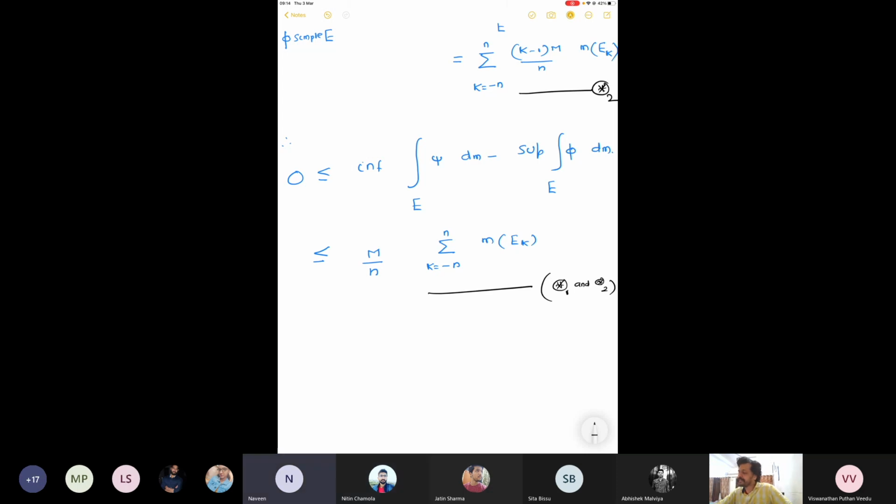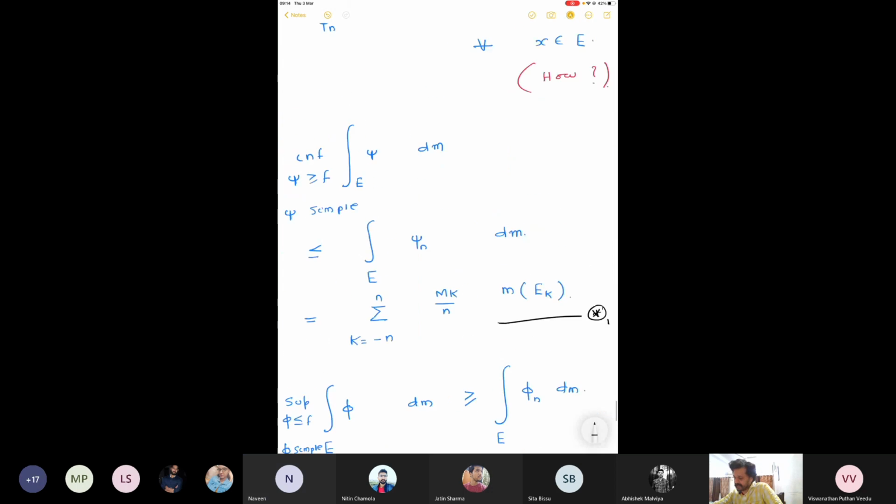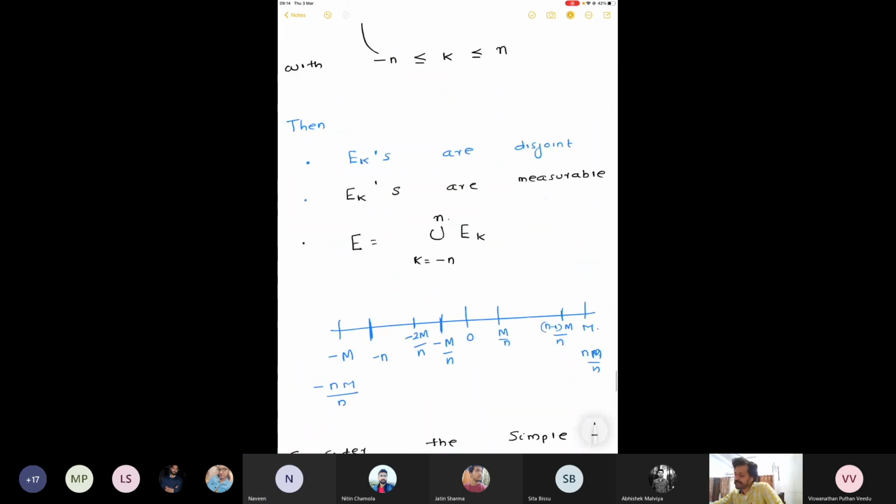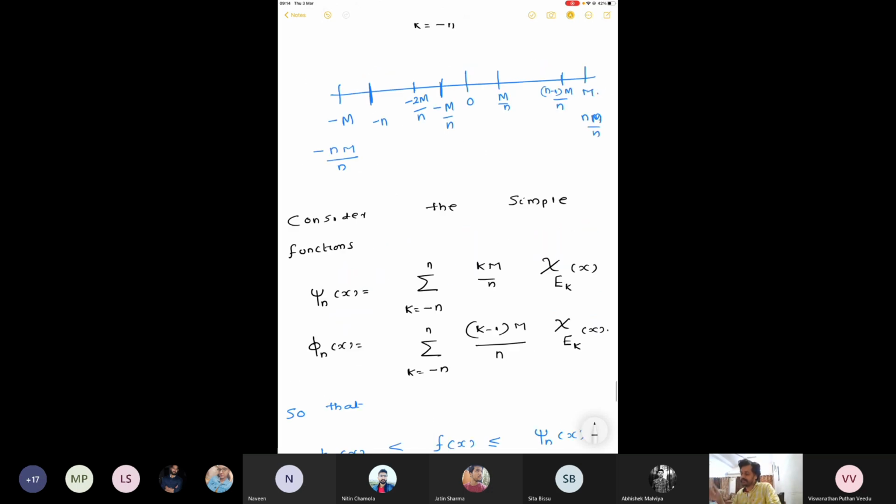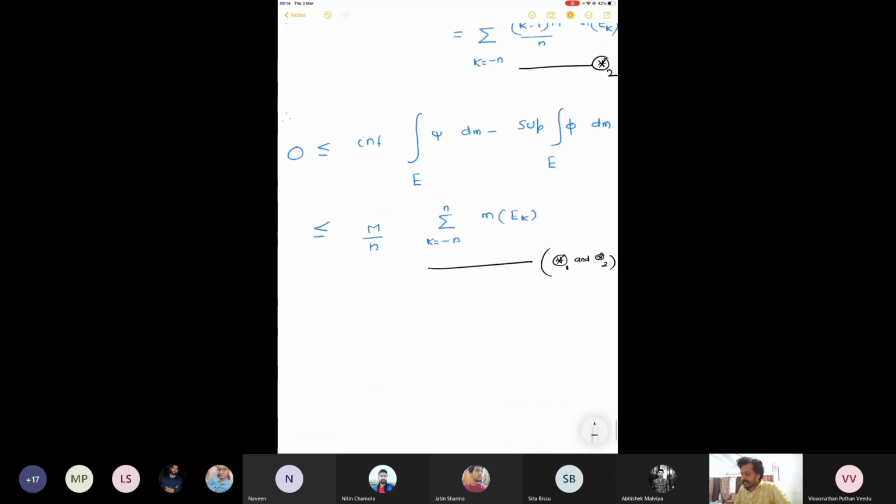Yes. And what are the Ek's? Measurable. And the union of the Ek's is E, and the Ek's are disjoint. Therefore, again use the countable additivity for measurable sets. The summation of the measure of Ek will be the measure of E. So this will be equal to m by n times the measure of E. N we have fixed at the beginning, k was changing. Now you can do it for any n.